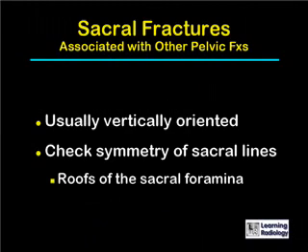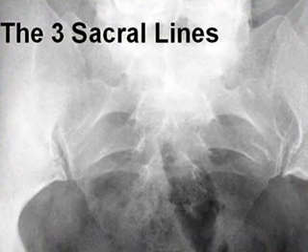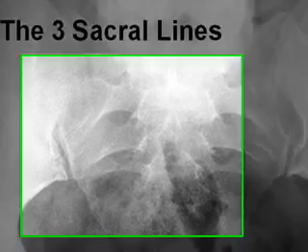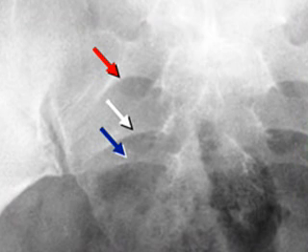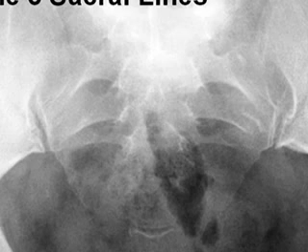Sacral fractures associated with other pelvic fractures are usually vertically oriented, and it's important to always check the symmetry of the sacral lines that represent the roof of the sacral foramina bilaterally. This is a normal sacrum. There are 3 sacral lines. There's the roof of the first, second, and third sacral foramen, and you should always look for the symmetry of the sacral lines one side to the other.